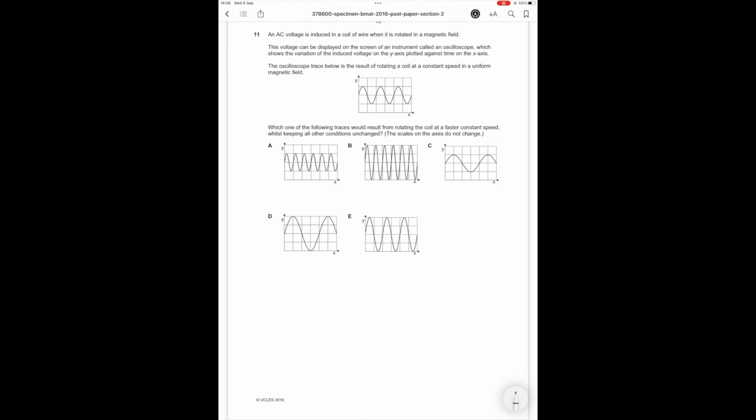So what we'd see is an increased amplitude as well as an increased frequency. So you'd get more peaks and troughs per unit time, i.e. it's going to be one of answer options B, D, or E. B is the only one where the frequency is increasing, so the correct answer option is going to be B. Simply put, it's because the coil is rotating more quickly, you're going to get bigger voltages induced, and the voltage is going to peak and trough more frequently since the coil is spinning more quickly.